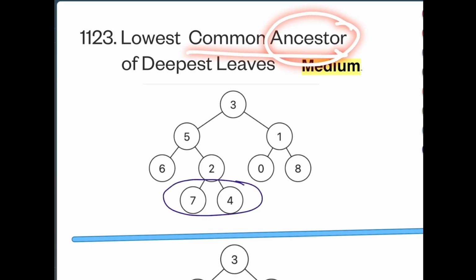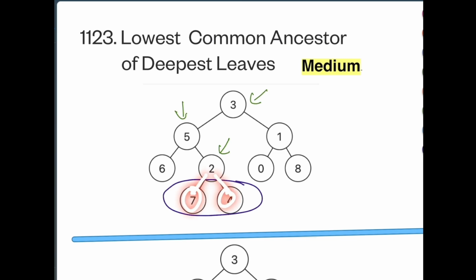Now what is an ancestor? An ancestor is a parent, a grandparent, a great grandparent. Just like a family tree, we have our parents, and their parents, all are our ancestors. We need to find the common ancestor. So the common ancestors for 7 and 4 are 2, 5 and 3, because for 7 and 4 we can see 2 is the parent, the parent of 2 is 5, and the parent of 5 is 3.